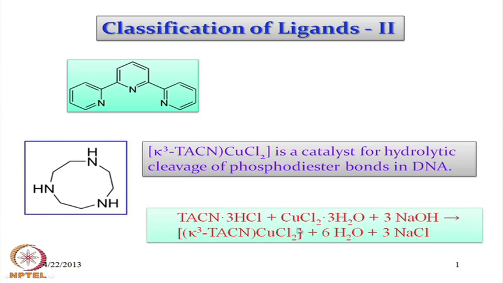Then a simple metal salt like copper chloride is used to react with this, in a solution which is alkaline with respect to sodium hydroxide. So, sodium hydroxide is given, and we get the tacane copper chloride compound, where tacane gives us the 3 points of attachment, like mu nomenclature, to the copper center, then water and NaCl come out. So, in a very simple way we get the corresponding dichlorocopper tacane compound.